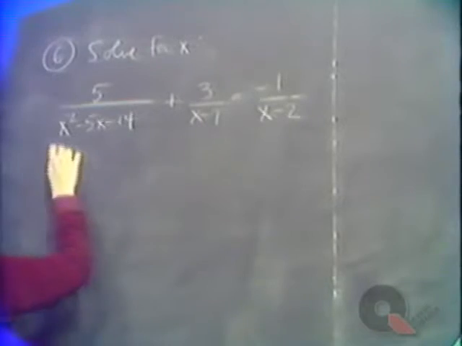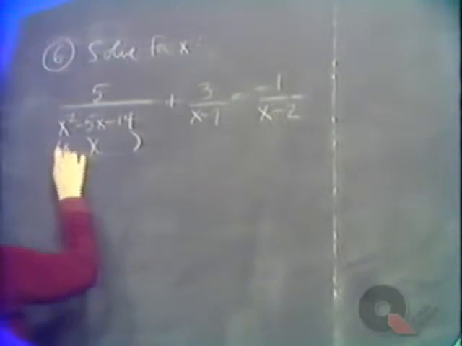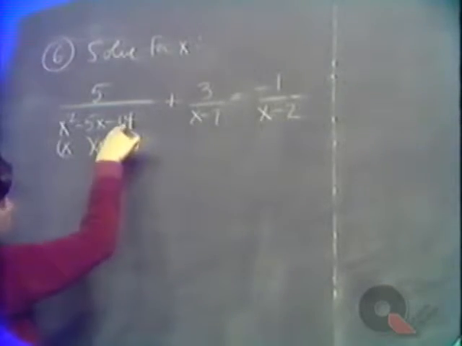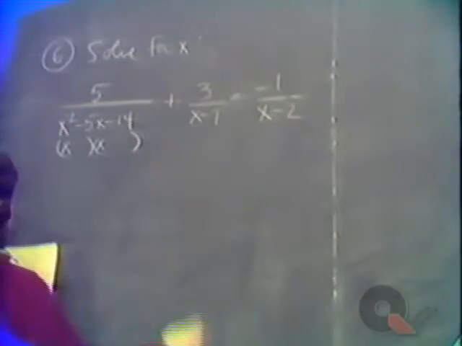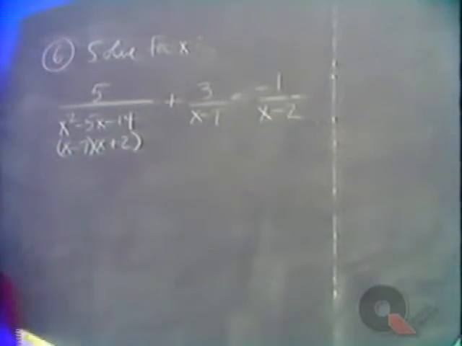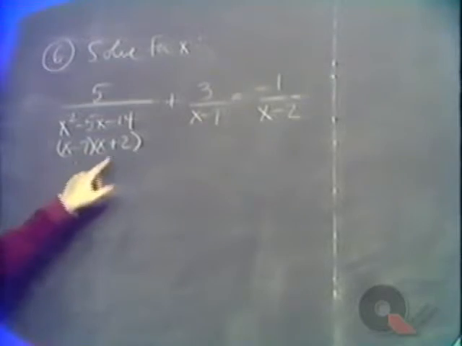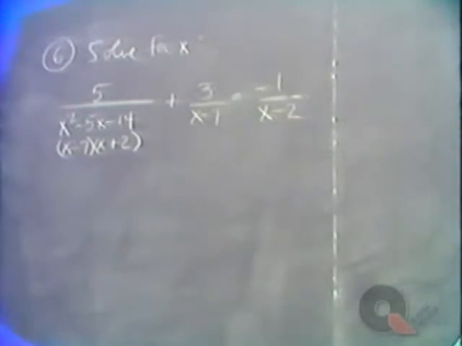These are already in good form, but over here, we'll have to factor this into two binomials. We're looking for two numbers which multiply to minus 14 and add to minus 5, and they are minus 7 and plus 2. Checking this, we have x squared plus 2x minus 7x, that's minus 5x minus 14.